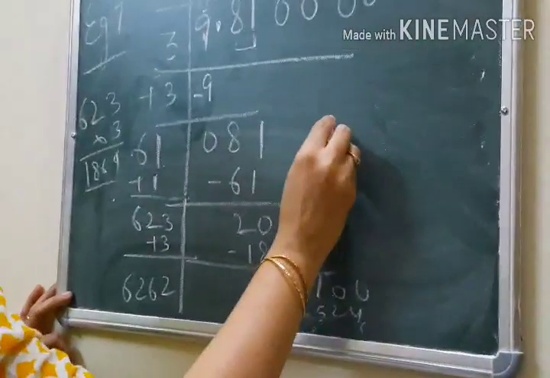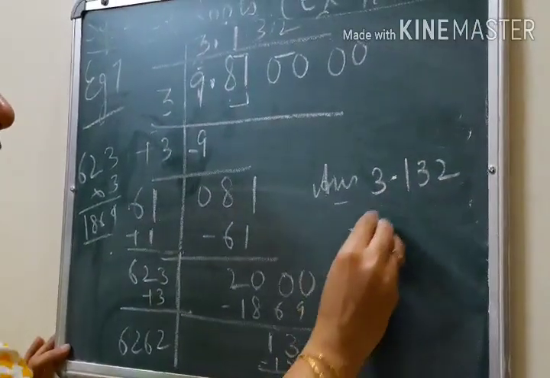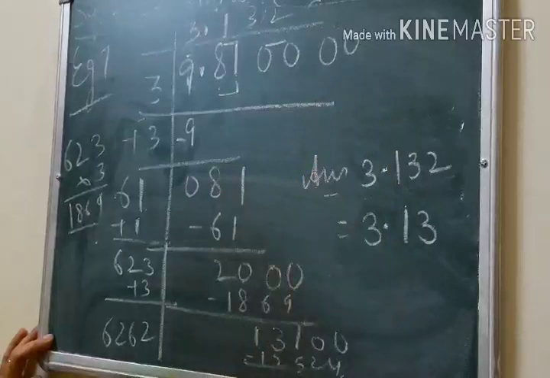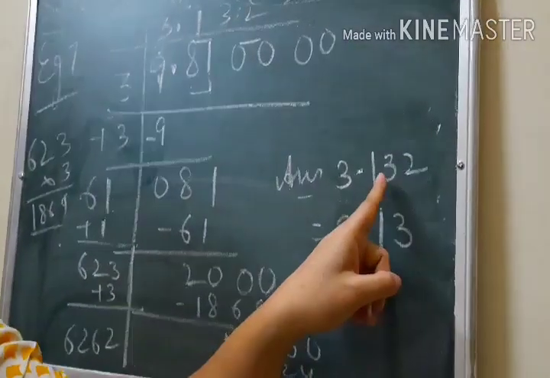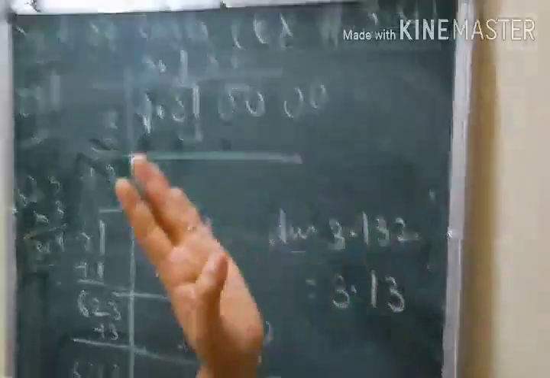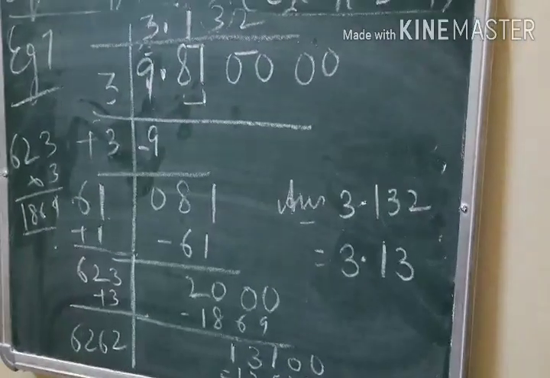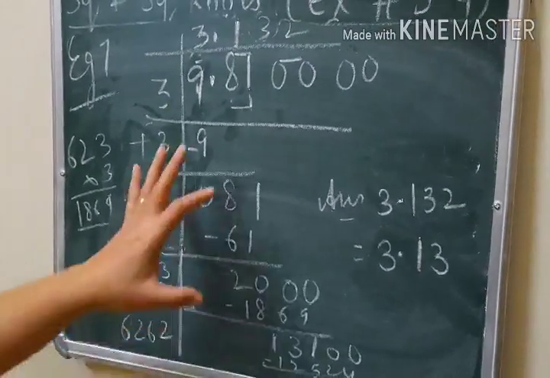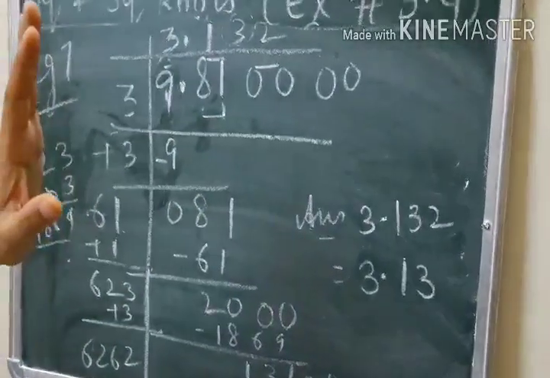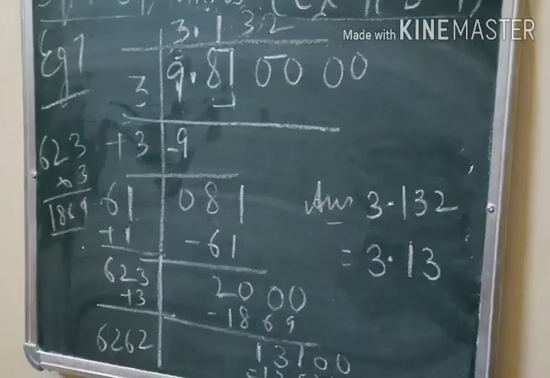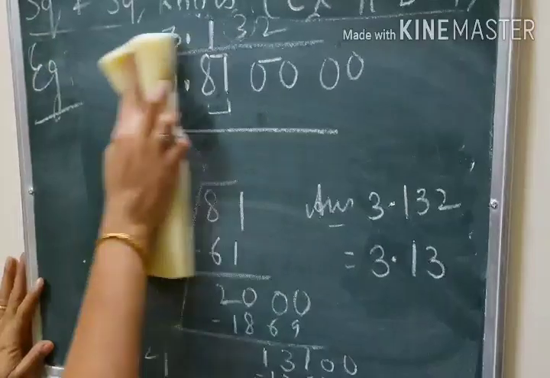So we'll write the answer. Answer is 3.132. When we round it off, this answer will be 3.13 only. If this number would have been greater than or equal to 5, we would have made it 3.14. But as it is smaller than 5, for rounding it off we have just put 3.13. So whenever 2 places of decimals are there, take 3 sets of pairs. We have taken 3 pairs, solved the way we have done earlier, and then rounded it off. Last example now.